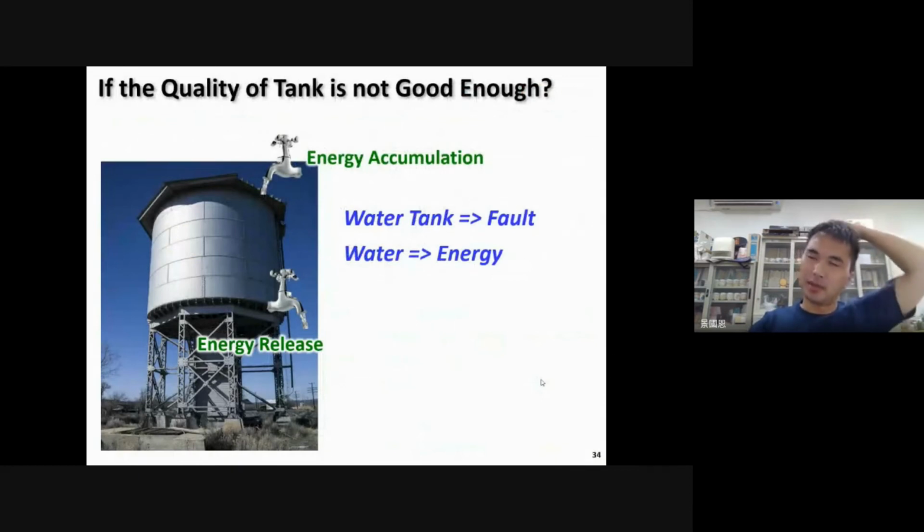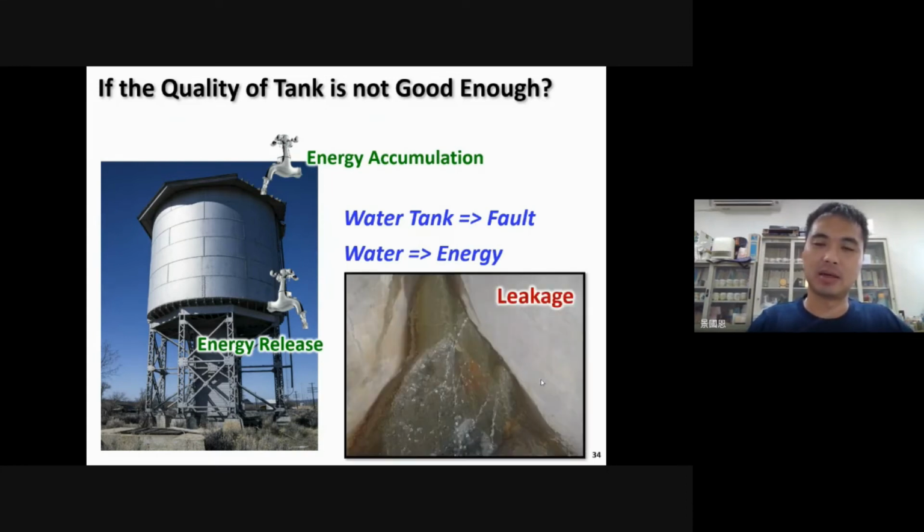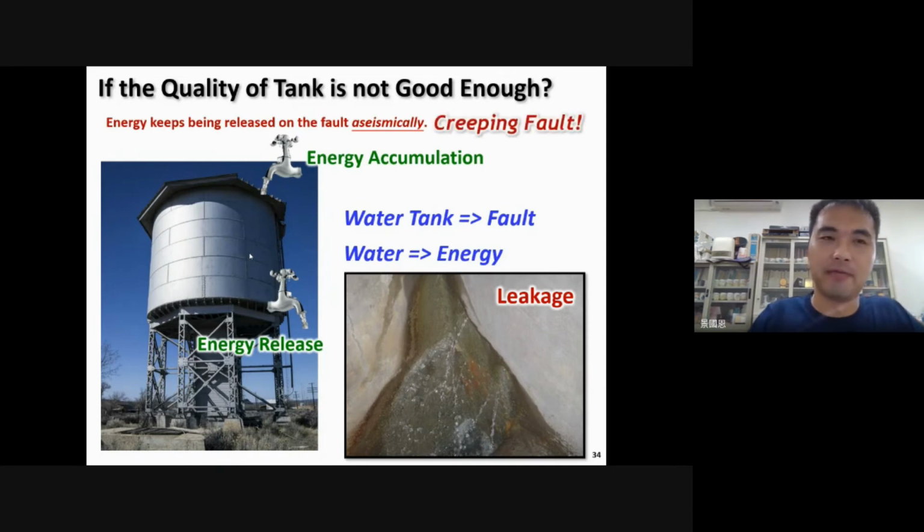However, we also encounter another problem: if the quality of the tank is not good enough, then some leakage may occur in this water tank. So actually, there is the case of creeping faults. Creeping faults usually means the faults where energy keeps being released on the fault aseismically.